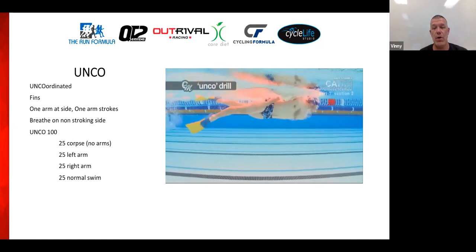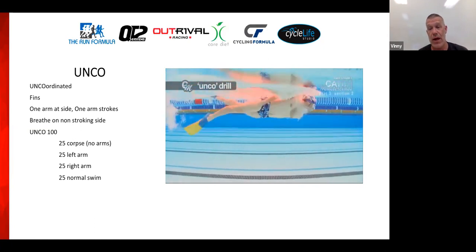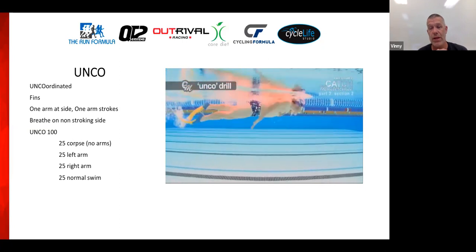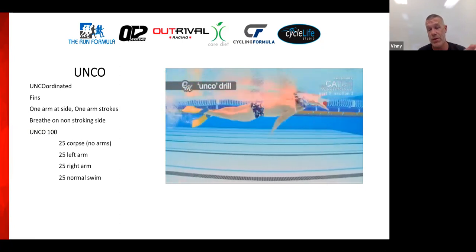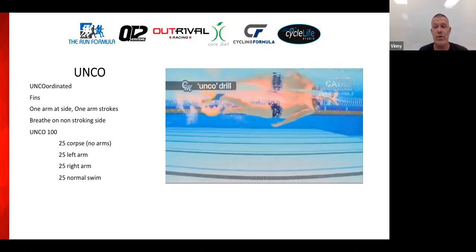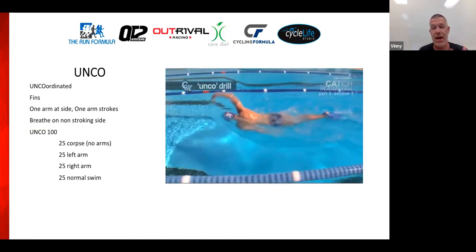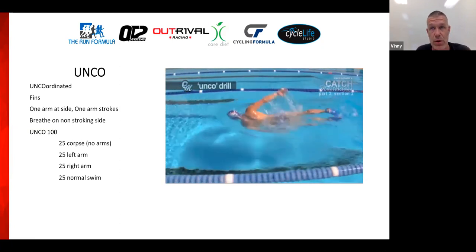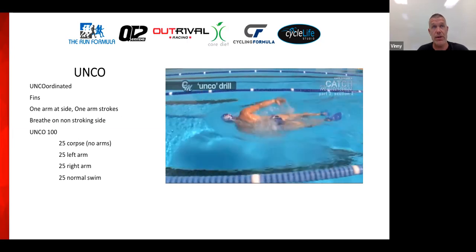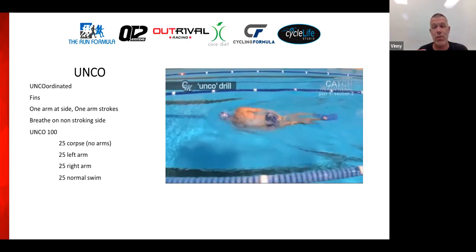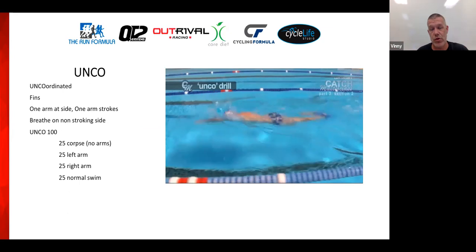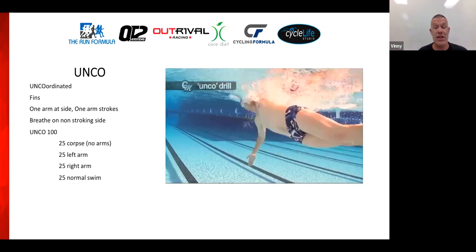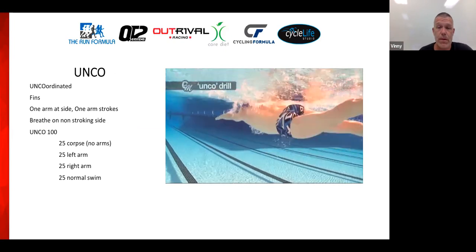So 25, no arms. And again, when you do that, make sure you are rotating like you would if you had arms working. And then you swim a 25 with just the left, swim a 25 with just the right, then tie it all together with a normal swim. And that's super important to do whenever you drill: drill, but then tie a swim right to it in terms of just a normal stroke, because it will help to ingrain some of the sensations that you got from the drill.